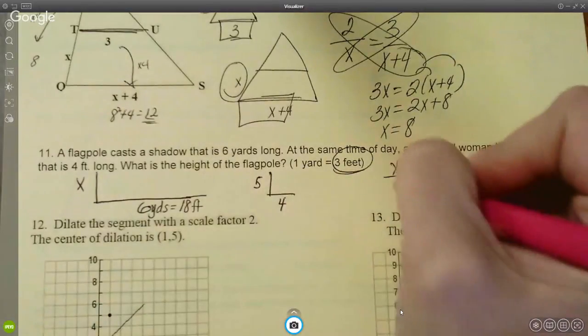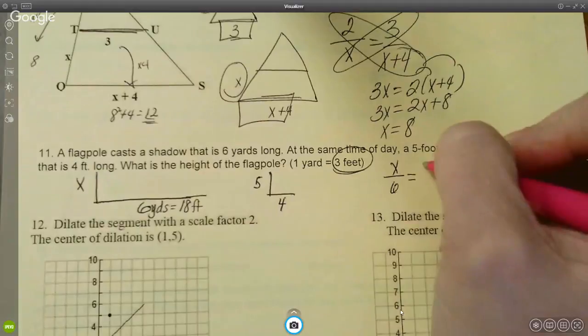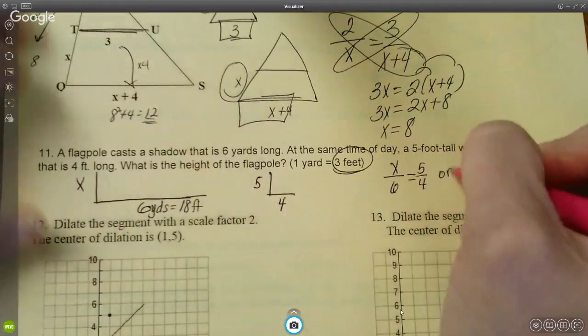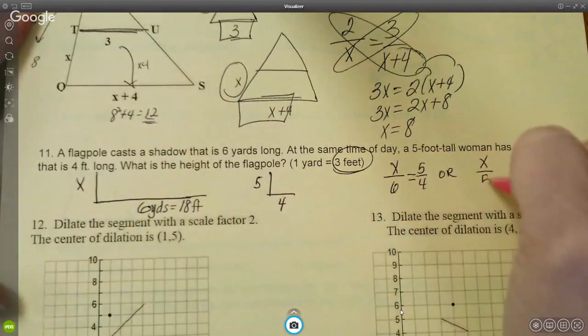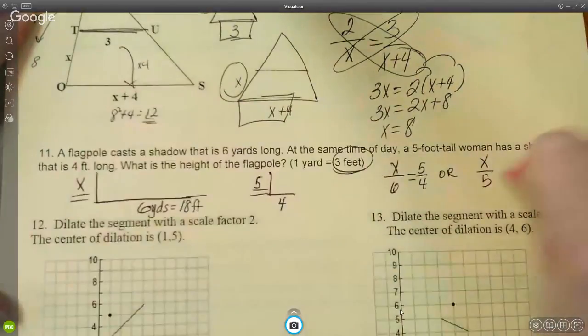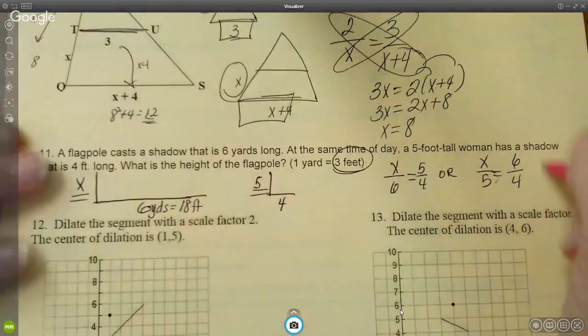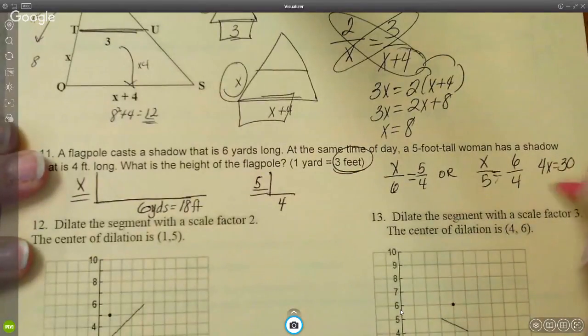Then you can either do X over 6 equals 5 over 4, or you could do X over 5 and match it this way, flagpole over flagpole equals shadow over shadow. Either way, you'll get the same answer, which is 4X equals 30, so X equals 7.5.